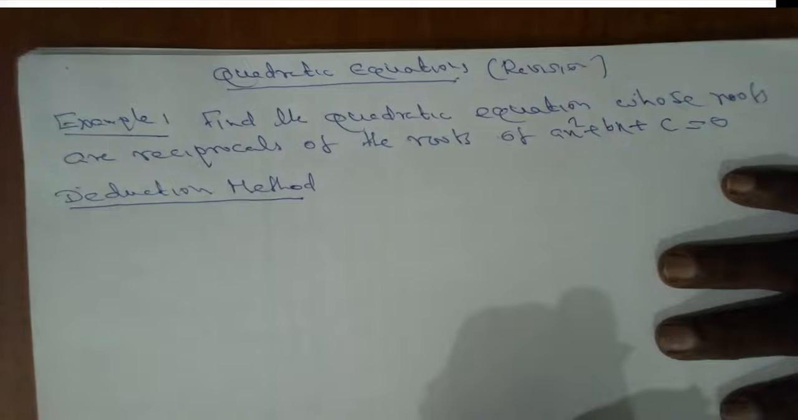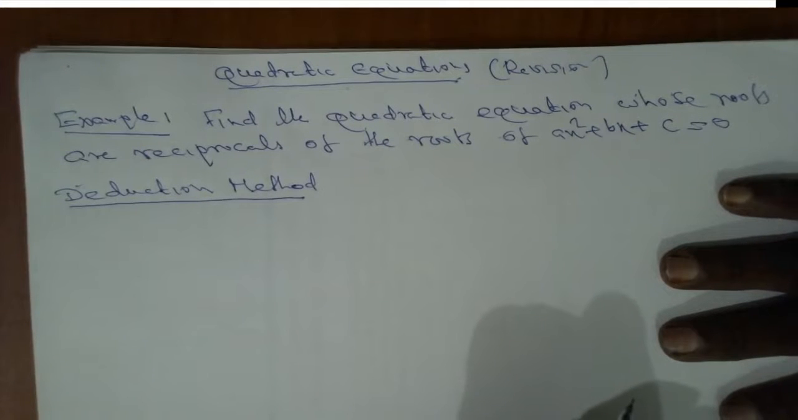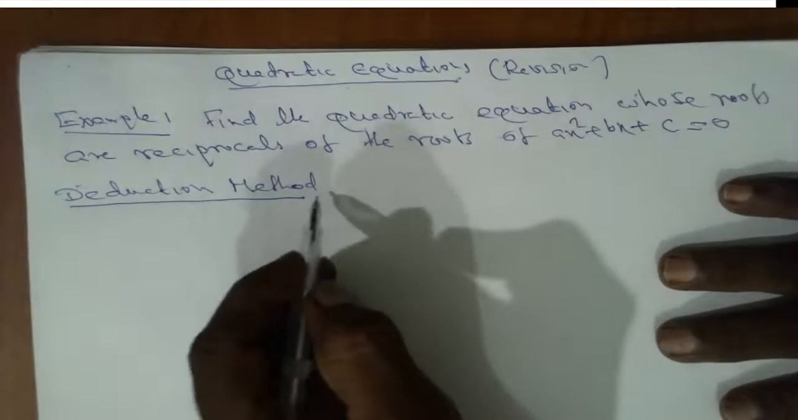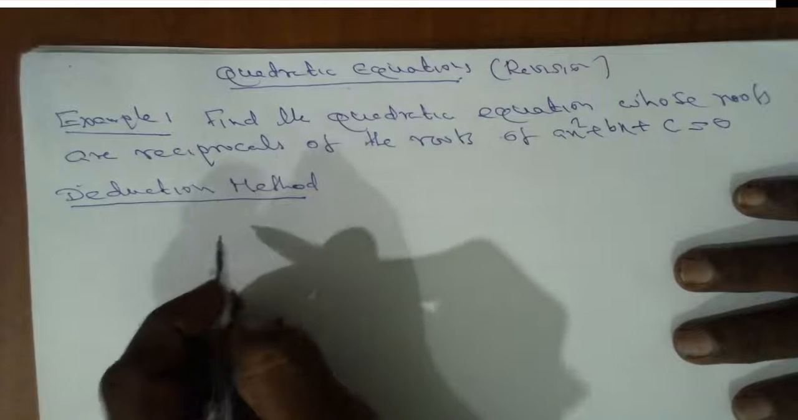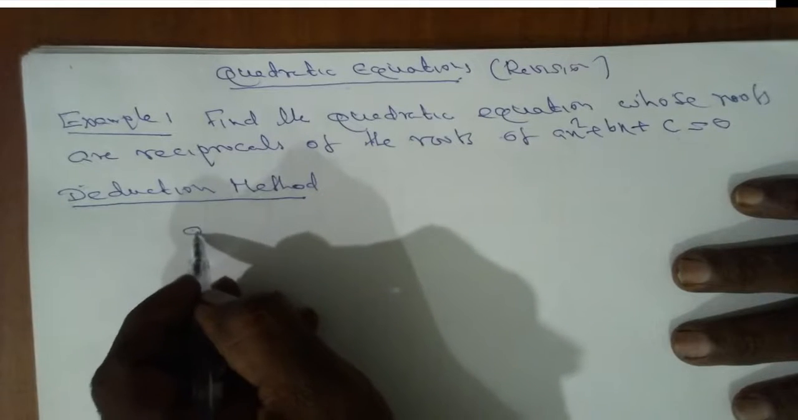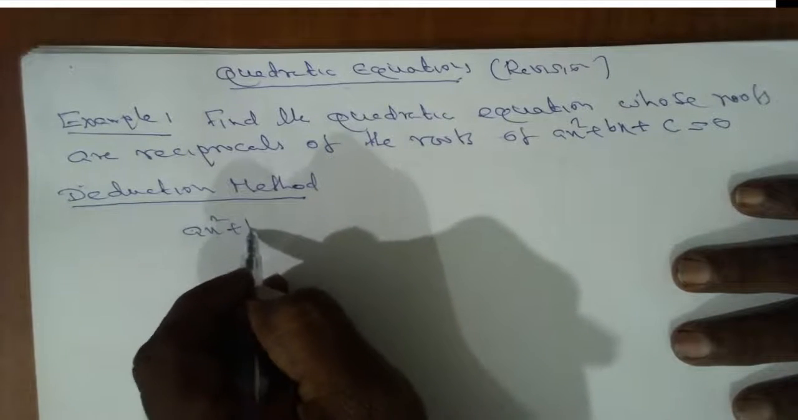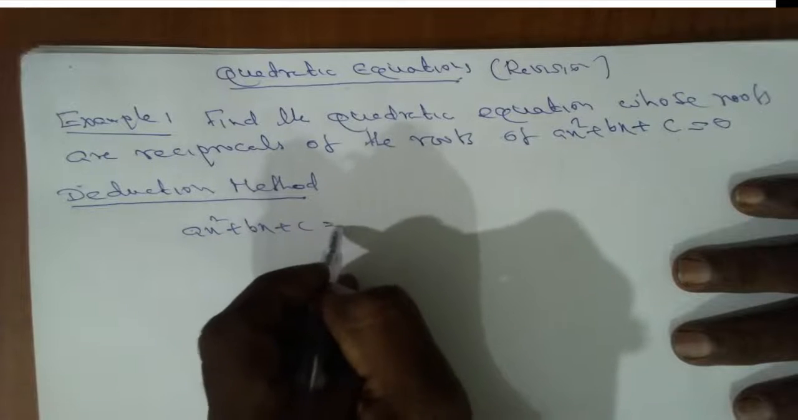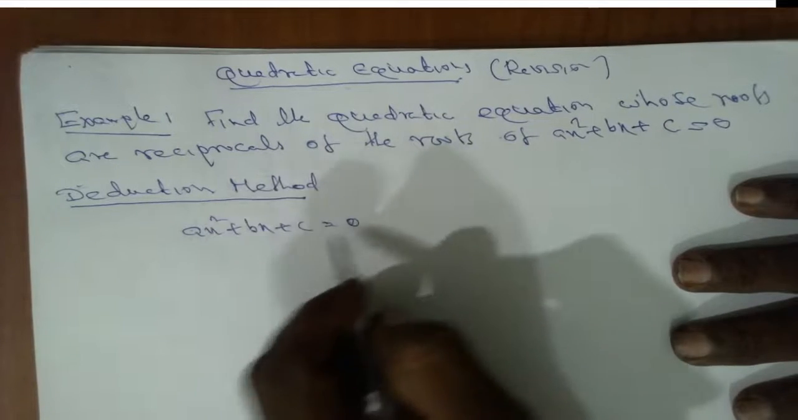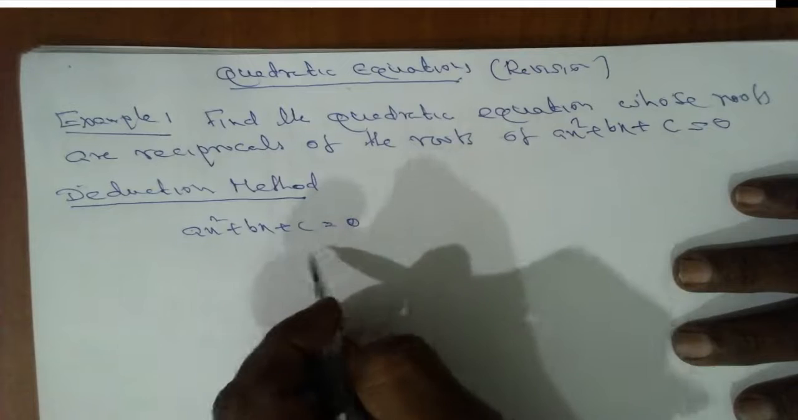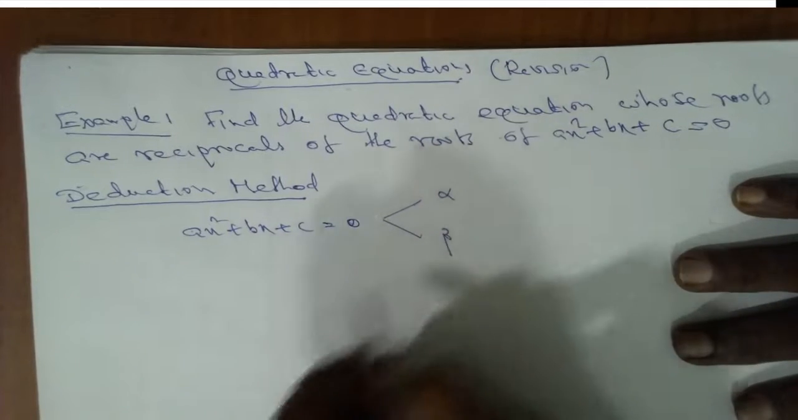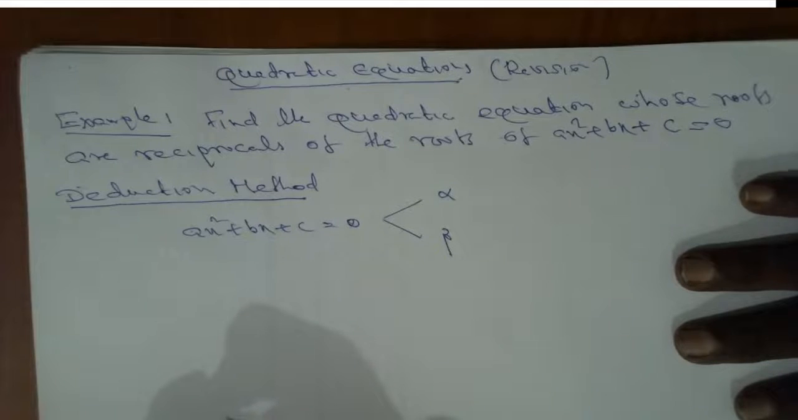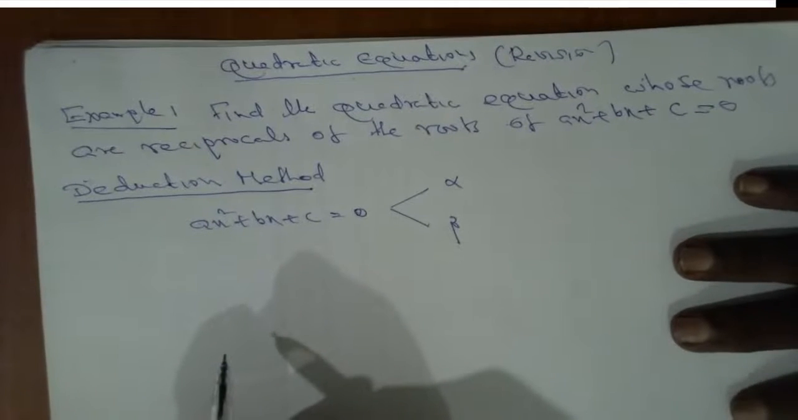Reduction method, right? If you take the deduction method, first you can take the roots of this quadratic equation as alpha and beta. So you can take alpha and beta. Alpha and beta are the roots of this equation, right?